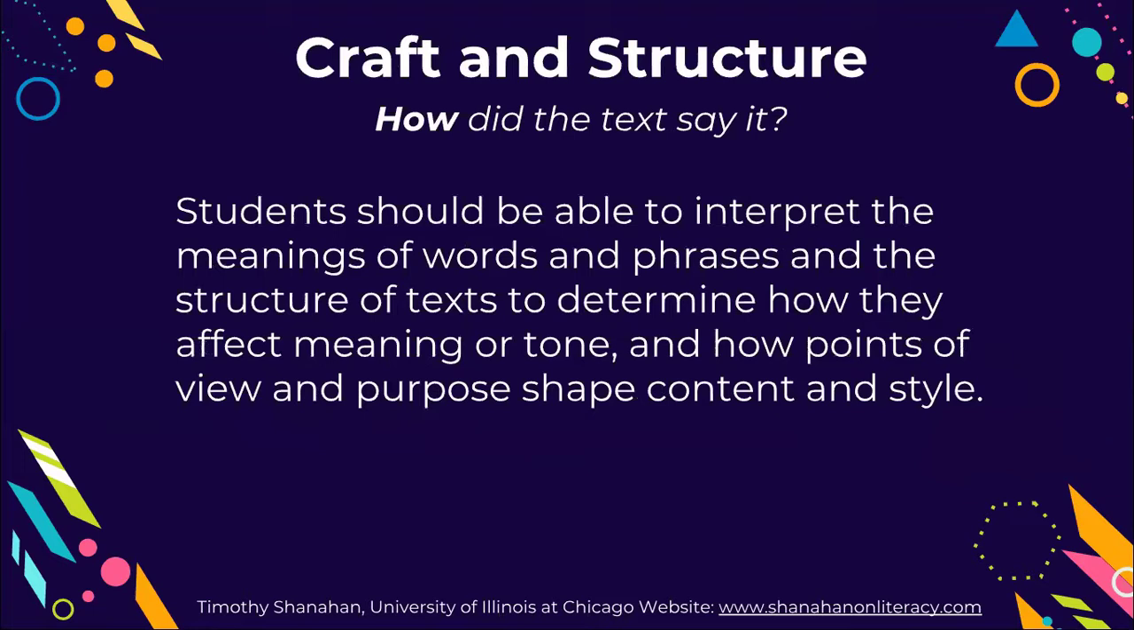The next section of our standards is craft and structure. So how did the text say it? Students should be able to interpret the meanings of words and phrases and the structure of text to determine how they affect the meaning or tone, and how points of view and purpose shape content and style. So why did the author write it this way? As well as understanding words in context and different types of vocabulary and how they change the piece of text.